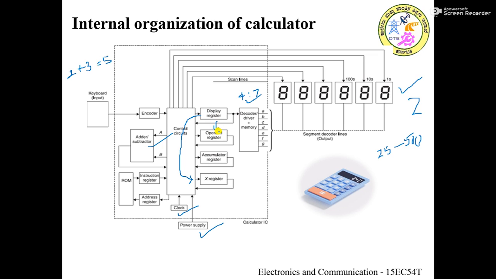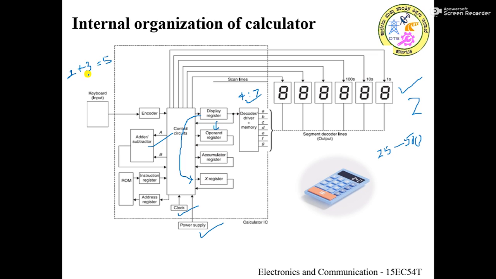One of the operands is stored in the operand register. 2 is copied into the operand register, and plus is not an operand, it is an operation code. That copy will go into the X register. The purpose of the X register is to store the operation code.